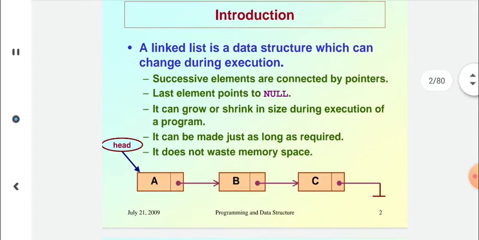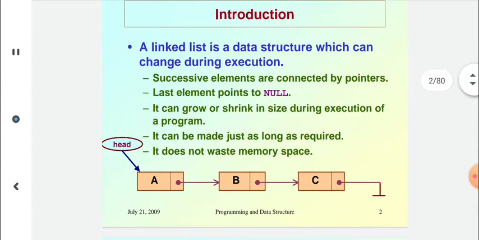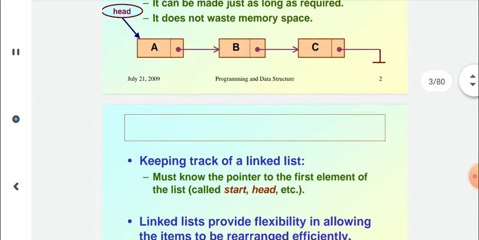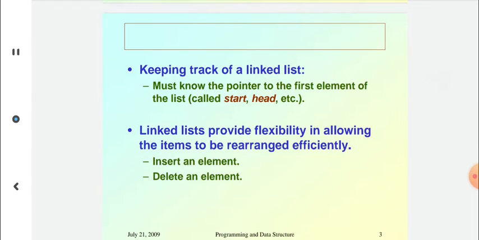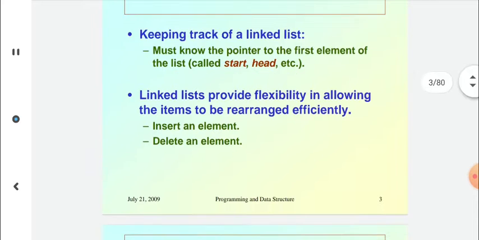So the advantage of linked list is that it can be made as long as you require, and it doesn't waste memory. Why? Because if you need to store something, then you allocate memory, otherwise not. So look at this, keeping track of a linked list. One thing is very important: we must know the pointer to the first element of the list, called start, head, whatever you call it. Why? Because it is in memory and we do not have any absolute location. It is dynamically created.